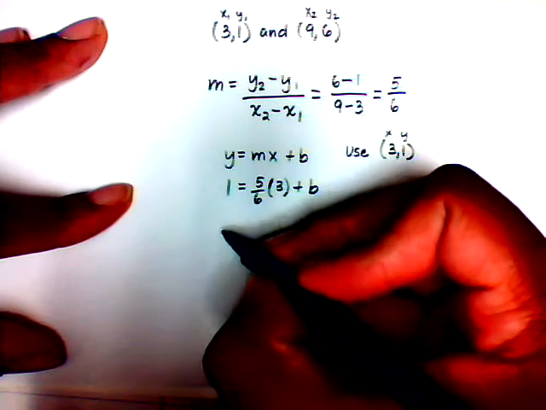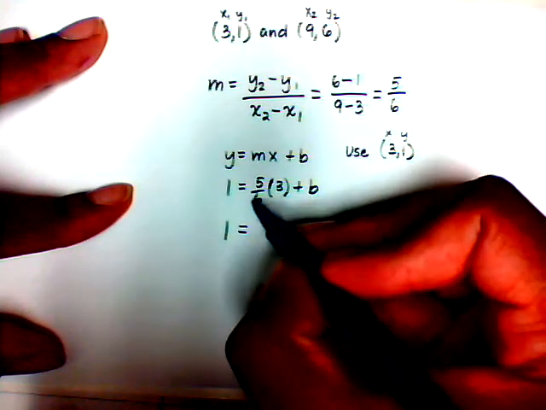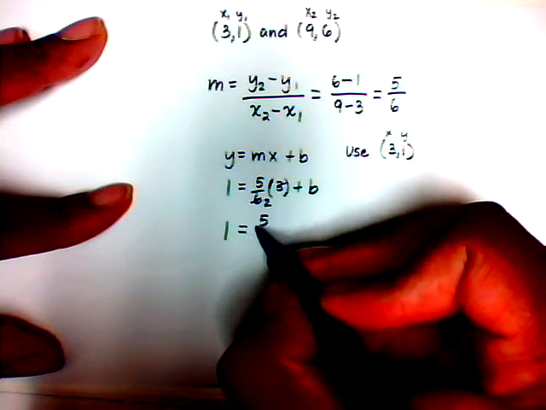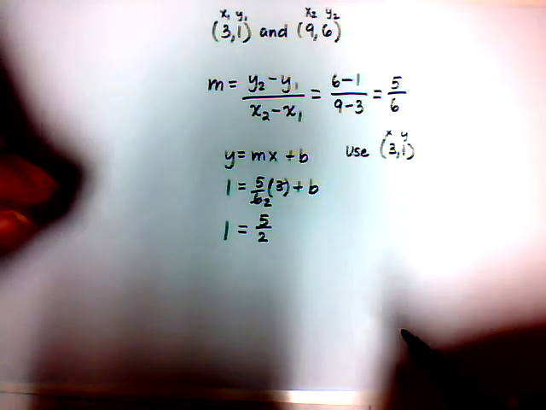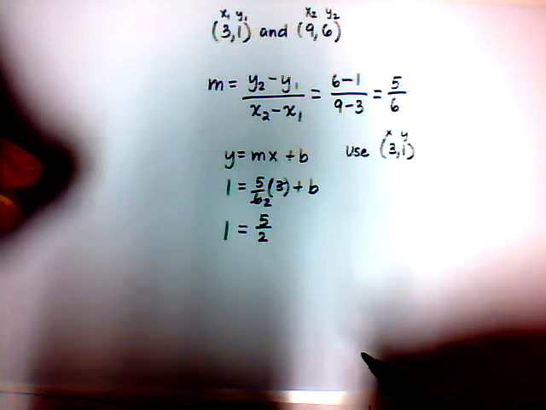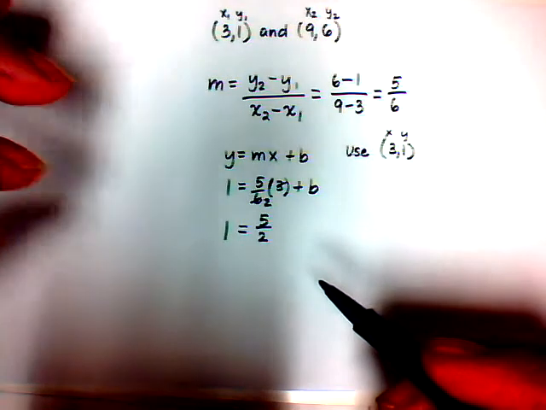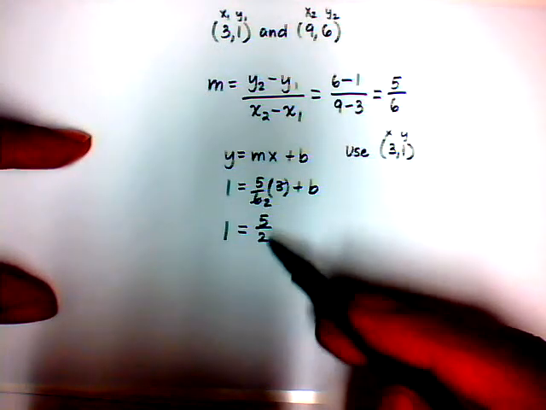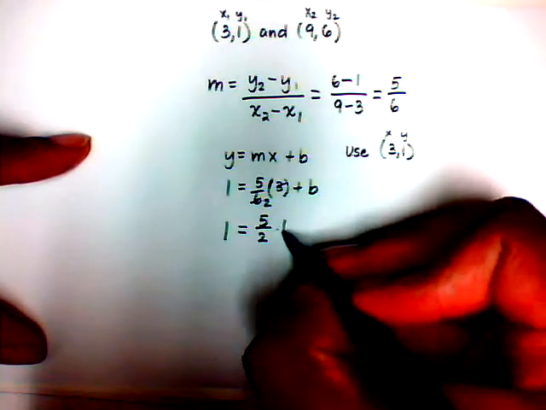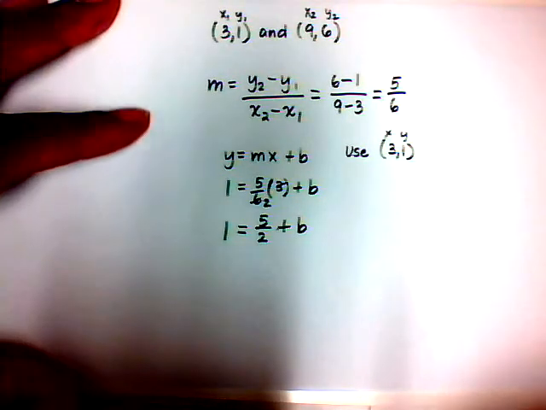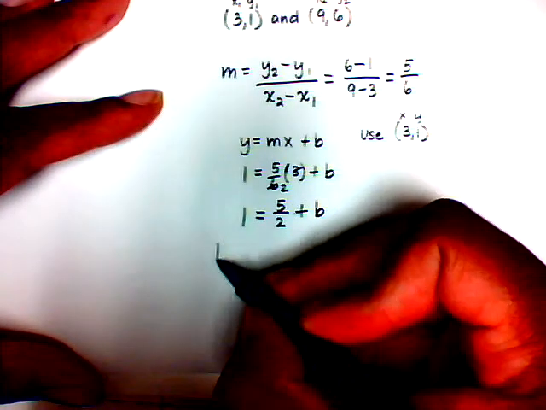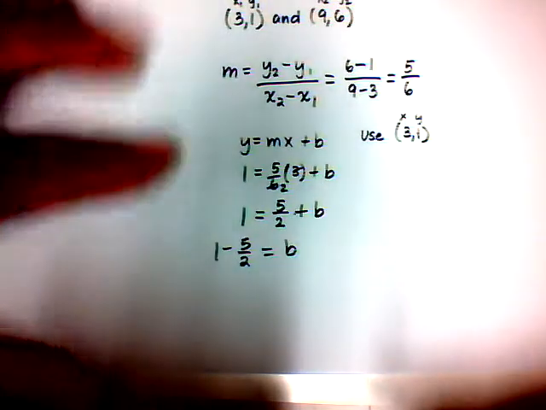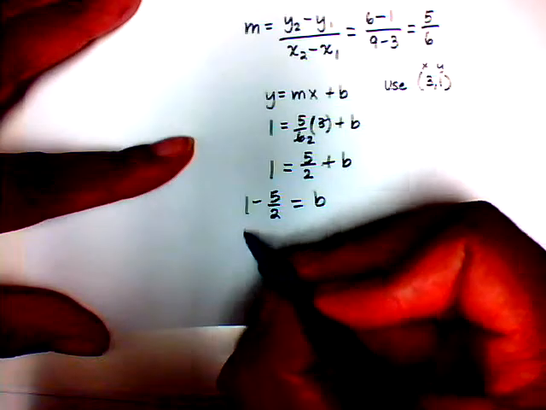Then I'm going to simplify here. 1 is equal to, now, if I divide 6 into 3, I'm going to have a 2 down here in the bottom, so it's going to be 5 halves. Okay. Now you could do 5/6 times 3 over 1, that would give you 15 over 6, but 15 over 6 would reduce to 5 halves, plus b. Now I need to subtract 5 halves from 1 to get b by itself. Now that 1 whole is like 2 over 2.